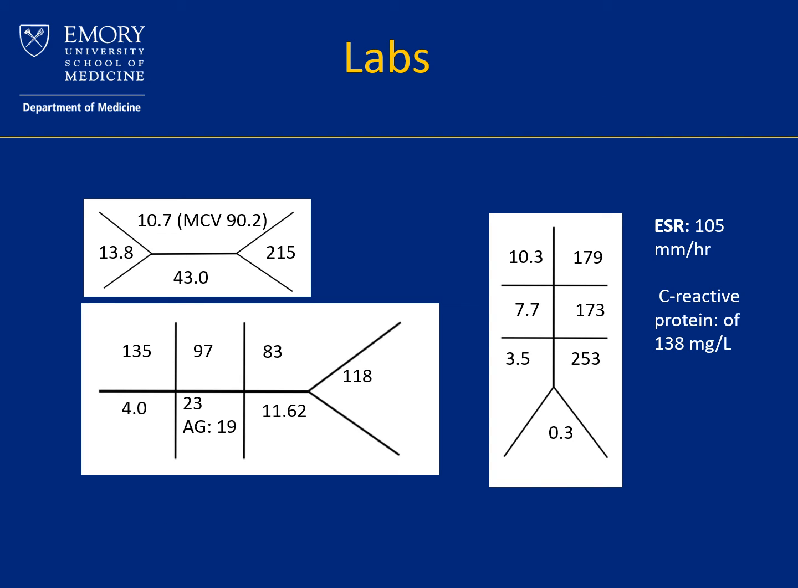Her initial labs were notable for an elevated white count of 13.8, as well as a slightly low hemoglobin at 10.7. She also had an anion gap of 19. Her creatinine was elevated at 11.62 with a BUN of 83. She also had elevated inflammatory markers with an ESR of 105 and a C-reactive protein of 138. Her liver enzymes were also elevated with an AST of 179, an ALT of 173, and an ALK phos of 253.